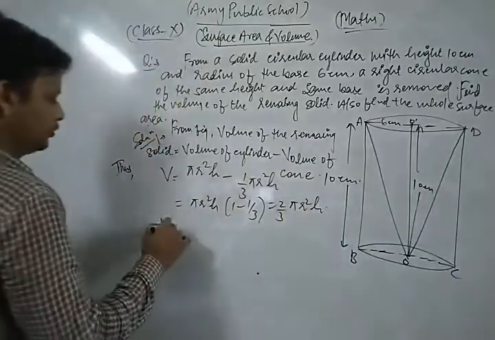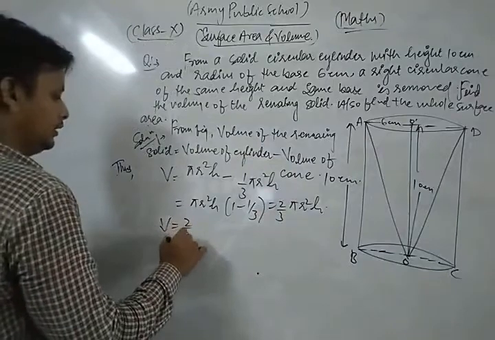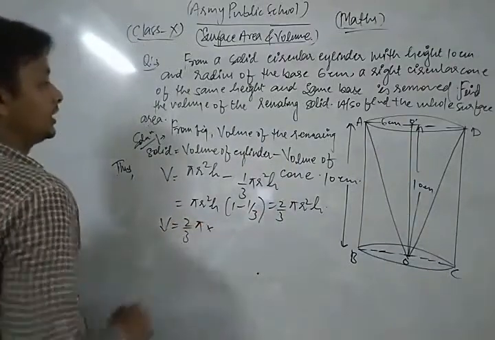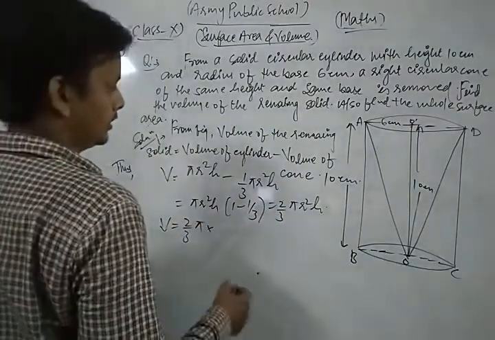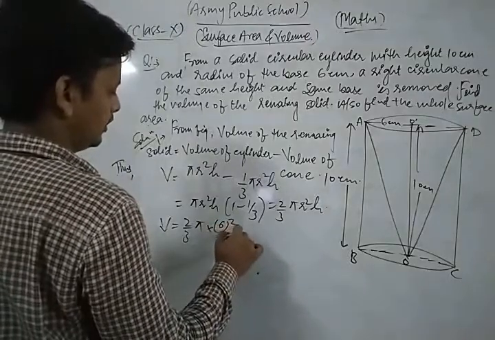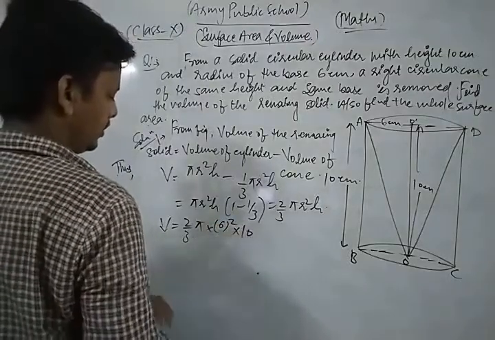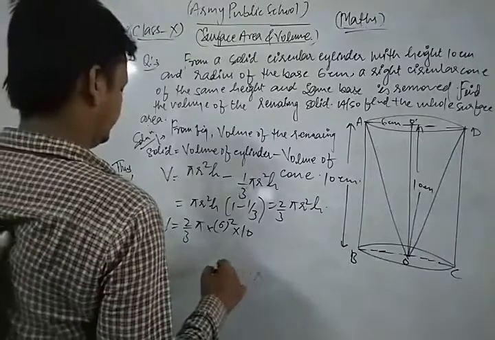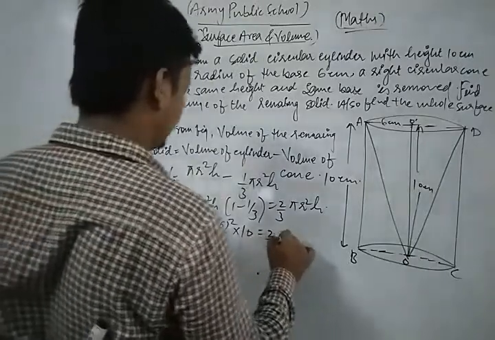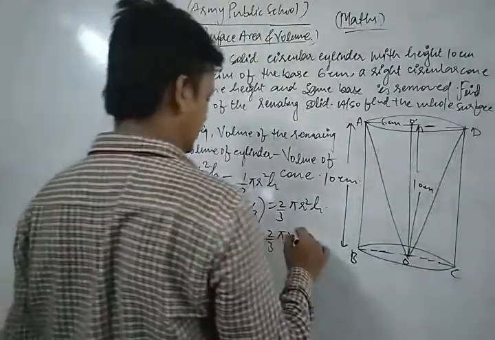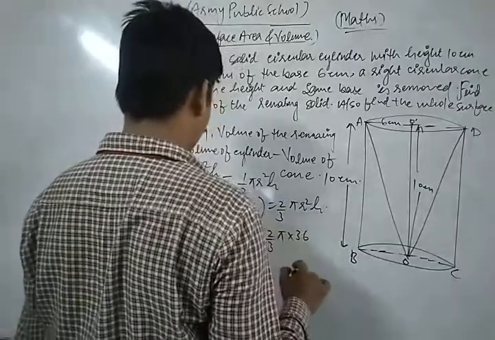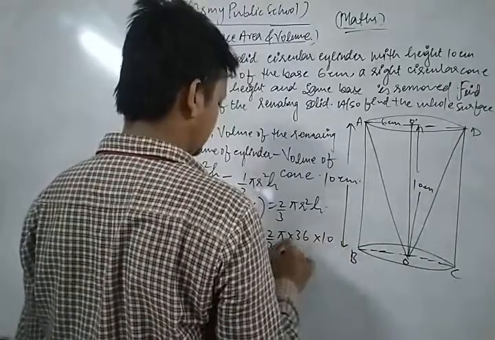Now we put all the values. So 2 by 3 into pi into r square, radius 6 square, into h, which is 10. So we get 2 by 3 pi into 36 into 10. This is 12.